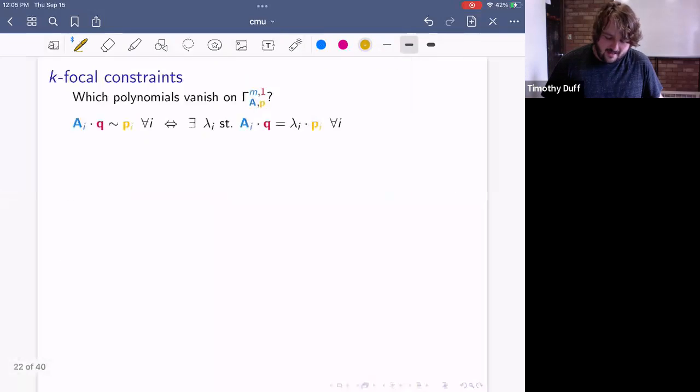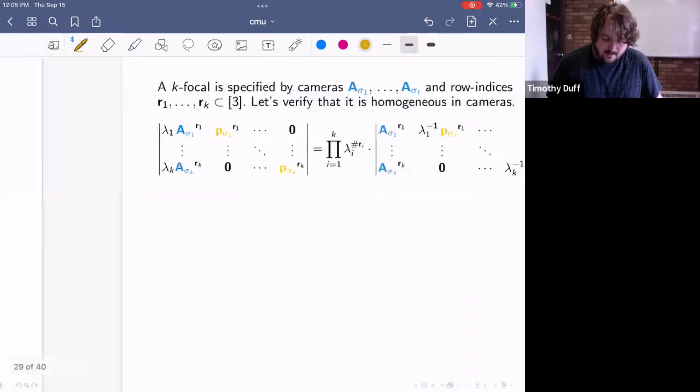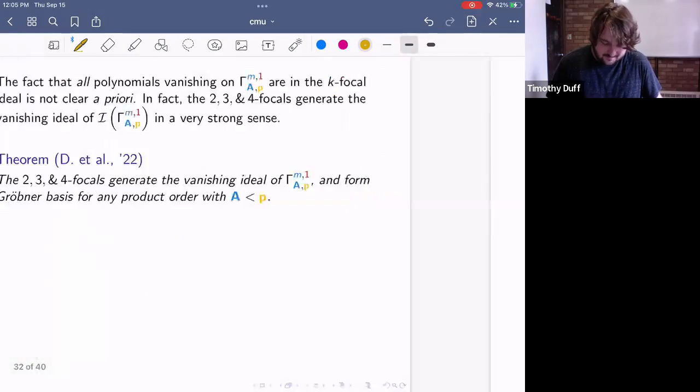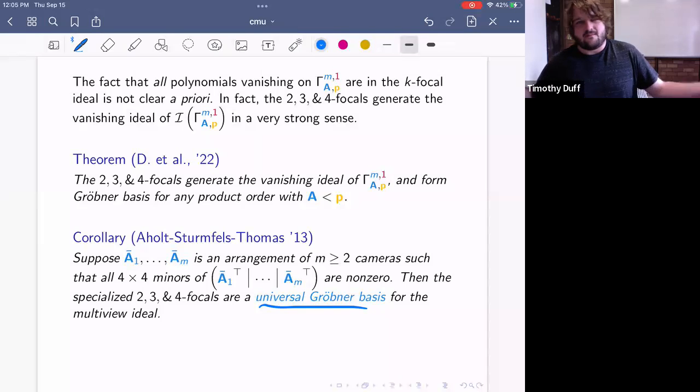One final highlight I'd like to show is this nice result of Aholt, Sturmfels, and Thomas that says that for the triangulation ideal, these focals that I alluded to earlier form a universal Groebner basis for the ideal that they generate. And I think we have a fairly simple proof of why that's true. It comes from looking at another variety in the atlas and first saying something about its vanishing ideal.